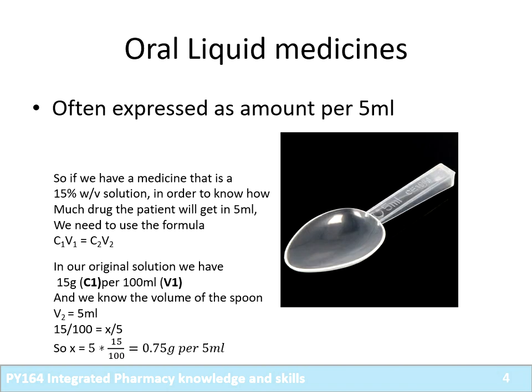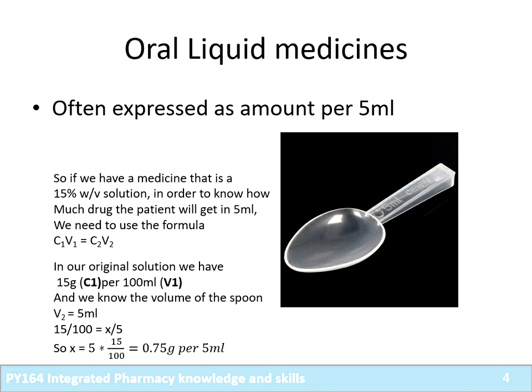So liquid medicines are usually given in amounts and often expressed as amount per 5 ml. And that's because the 5 ml spoon is the medium we normally use to give it with. So let's say, for example, that we know we have a 15% weight volume solution. So we want to know what dose that is for the patient.